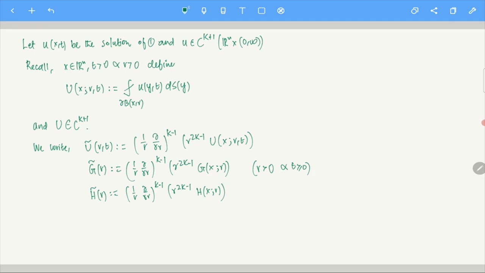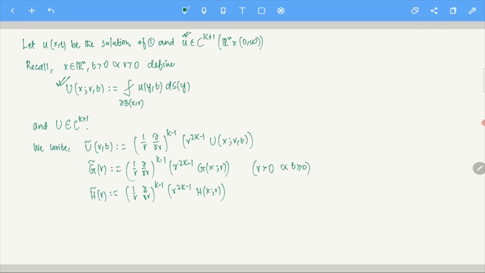Now what did we do? First of all, we took this small u, we assumed that there is a small u, and we defined this capital U like this, which is the average of small u over the spheres.